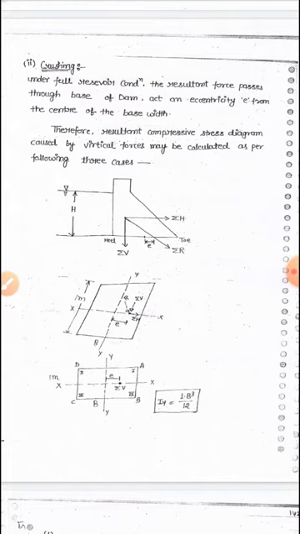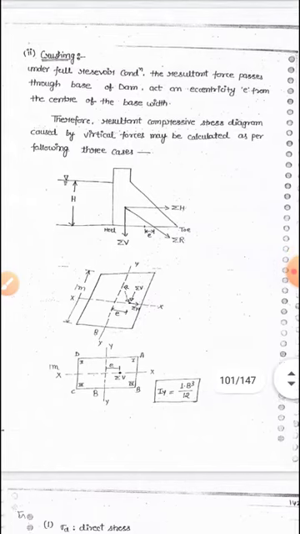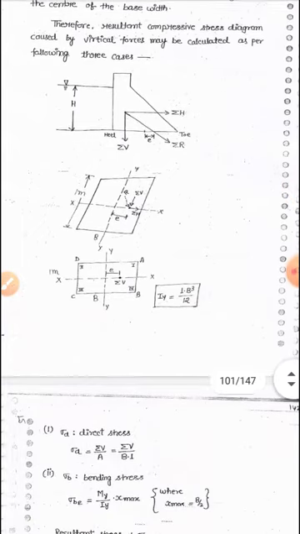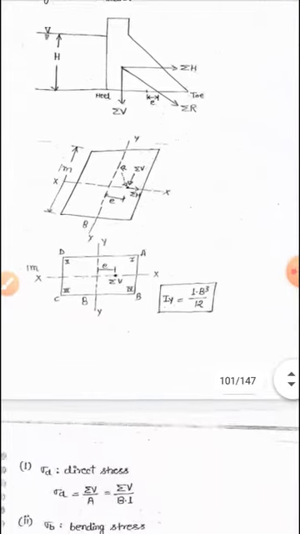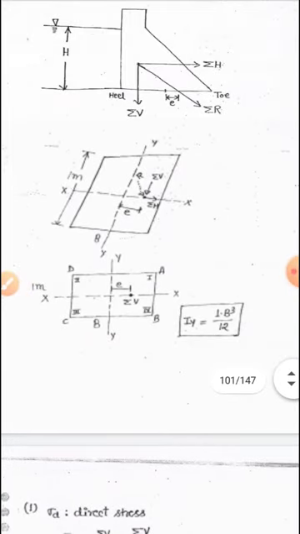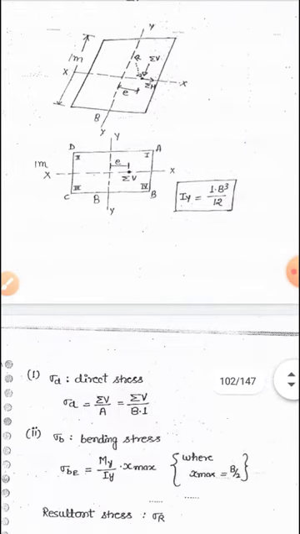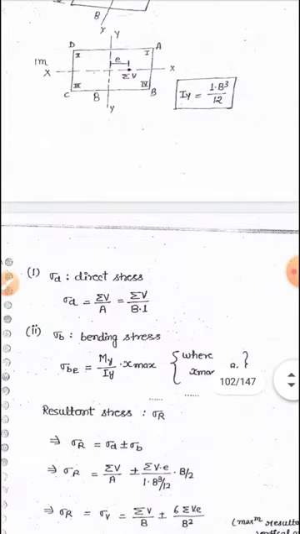and the resultant is sigma R, which is passing through the base at an eccentricity e from the center of the base width. As you can see in the plan, the sigma V, sigma H and the resultant force act at a distance e from the center of the base width. So now there are two types of stresses acting on the gravity dam. One is direct stress and the second is bending stress.